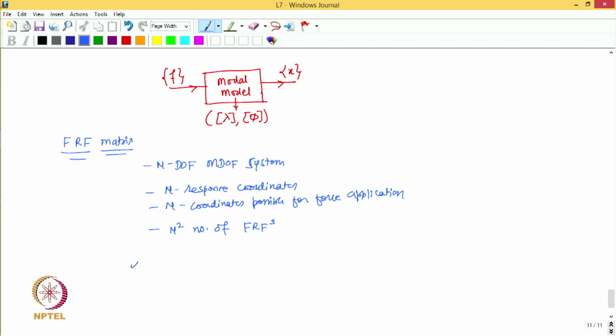So, therefore, we have what is called as the frequency response function matrix, right, and that matrix is written in this form: alpha 1 1, alpha 1 2, going up to alpha 1 n, then alpha 2 1, alpha 2 2, going up to alpha 2 n, and then we can have alpha n 1, alpha n 2, going up to alpha n n, right. So, therefore, we have an n by n FRF matrix. Now, if I look at any one of these FRFs, say alpha j k, then what does alpha j k represent?